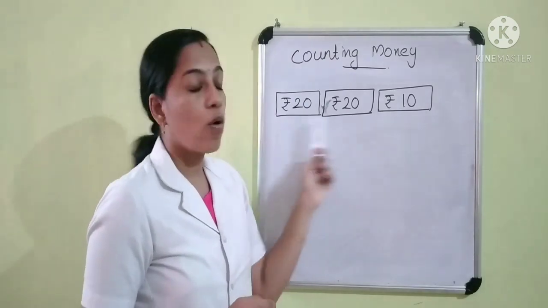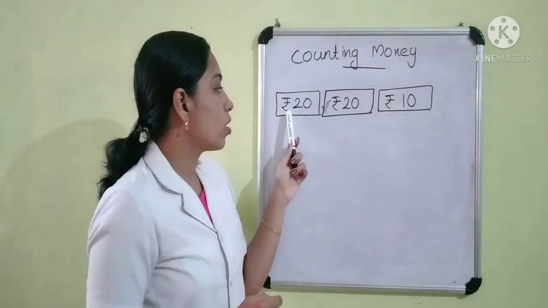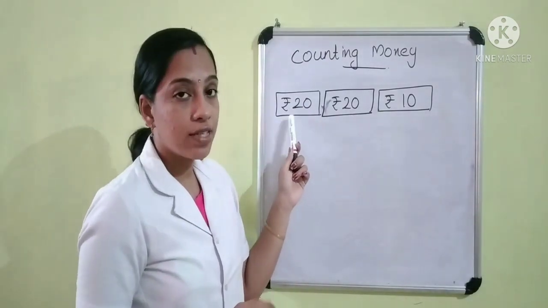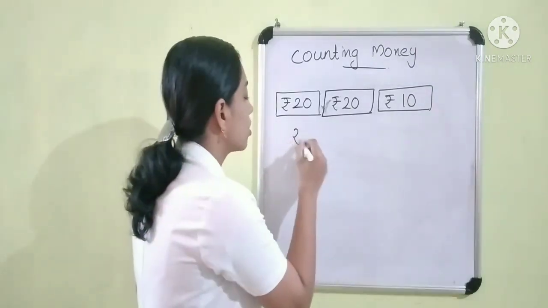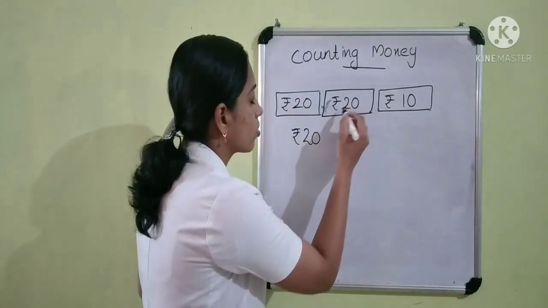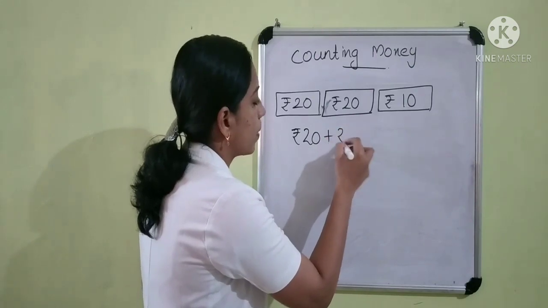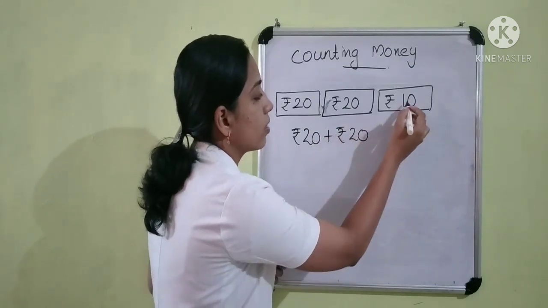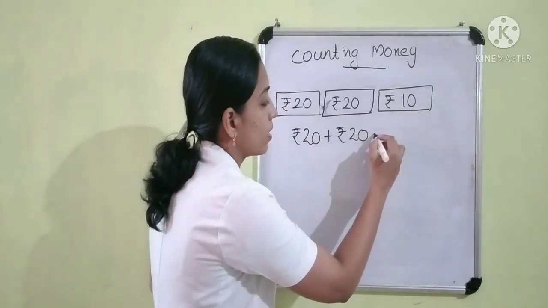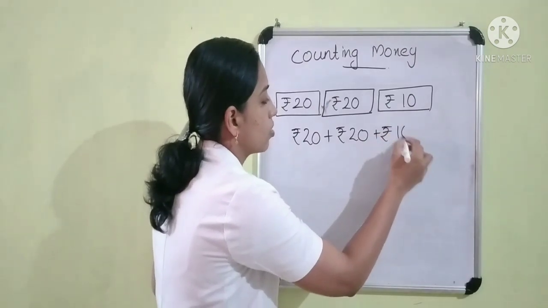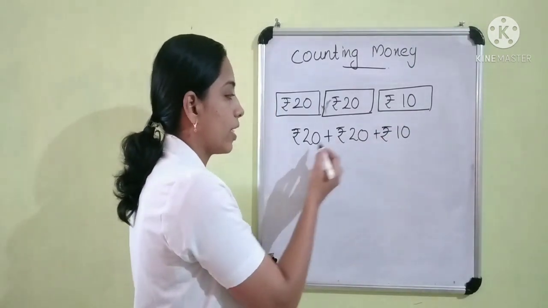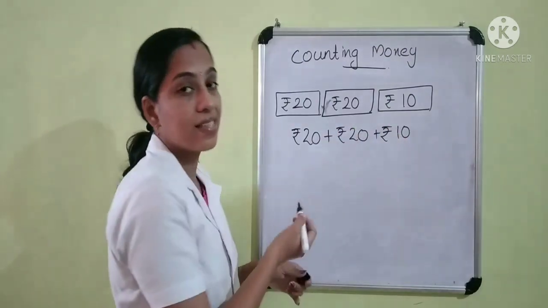Let us count the money. So tell me, what is the value of this note? Yes, it is rupees 20. Here also the value is rupees 20. Then the value of this note is rupees 10. So let us add rupees 20 and rupees 10.